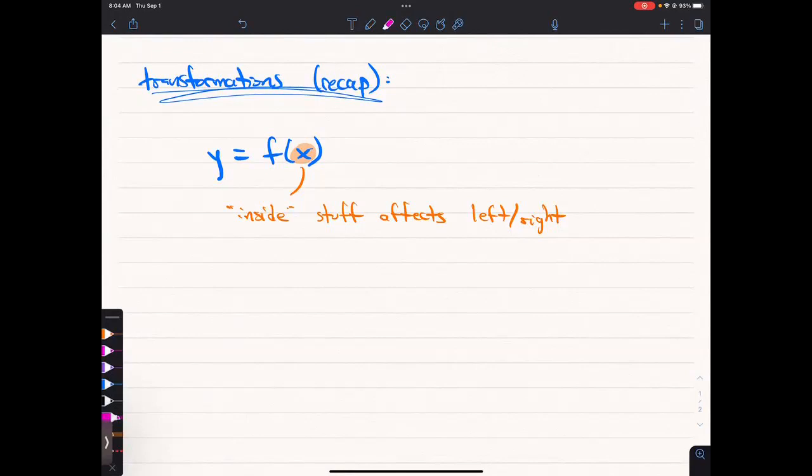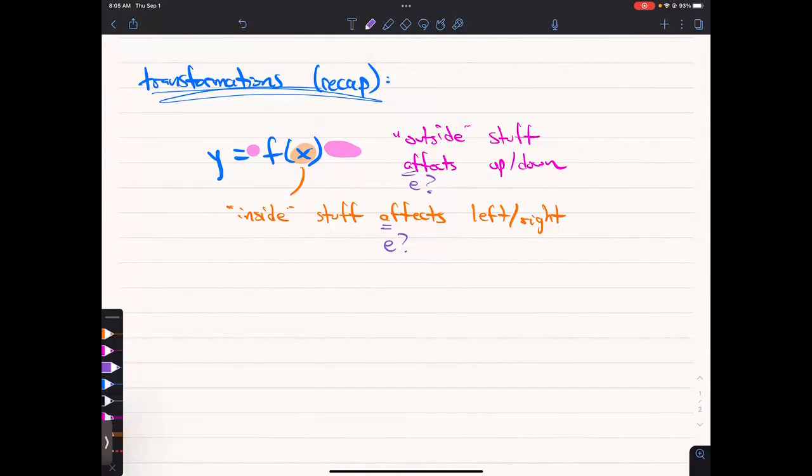On the other hand, if we change stuff on the outside, it affects things up and down. Again, I don't know if that's affect or effect. Doesn't matter. It's nothing with class. But adding or subtracting shifts the thing up or down. A sign change, like a negative out in front of the whole thing, reflects it upside down, so it reflects across the x-axis. Multiplying by a 2 or a half or something is going to be a stretching or shrinking thing, but from a vertical perspective.